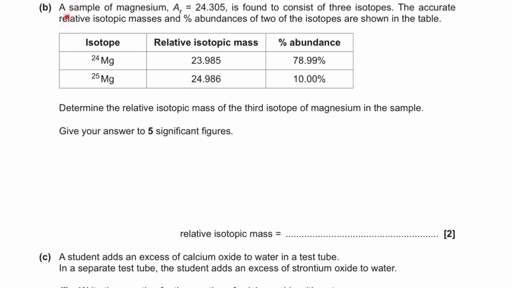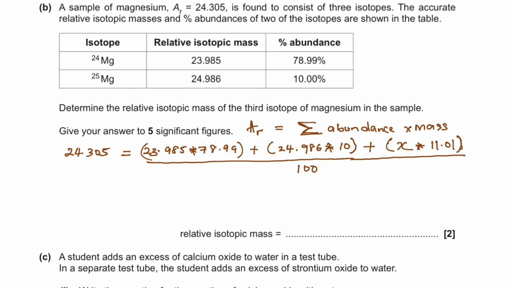Question B. A sample of magnesium, the relative atomic mass is 24.305, is found to consist of 3 isotopes. The accurate relative atomic masses and percentage abundances of 2 of the isotopes are shown in the table below. Determine the relative atomic mass of the third isotope of magnesium in the sample. Give your answer to 5 significant figures. The relative atomic mass is the sum of the abundance times mass.